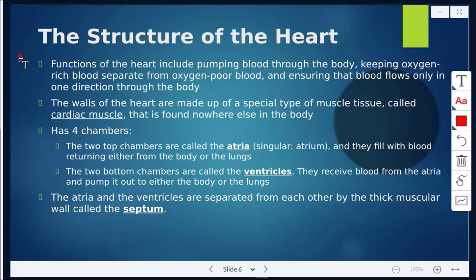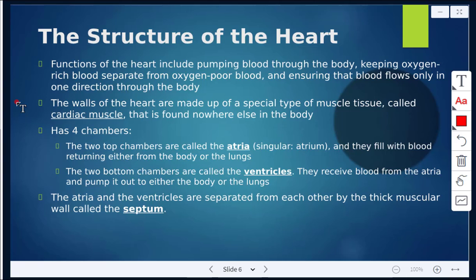So we're going to start by looking at the structure of the heart. So the functions of the heart include pumping blood through the body, keeping the oxygen-rich blood separate from the oxygen-poor blood, and ensuring that blood flows only in one direction through the body. The walls of the heart are made up of a special type of muscle tissue called cardiac muscle, and it's only found in the heart, nowhere else in the body.